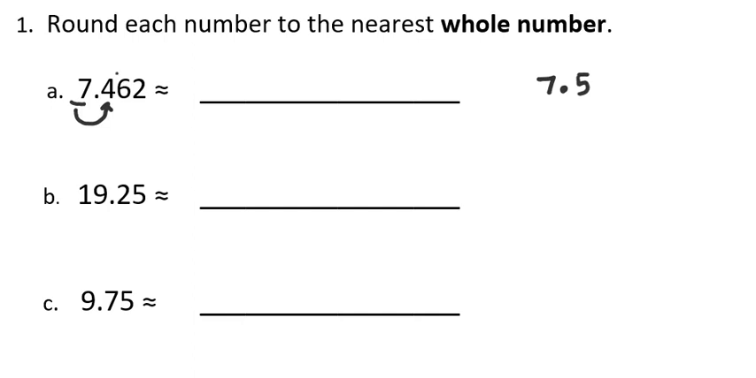Since there is a 4 in my tenths place, that tells me that this number is less than the midpoint, and so I'm going to round down. So this number rounded to the nearest whole number is 7.